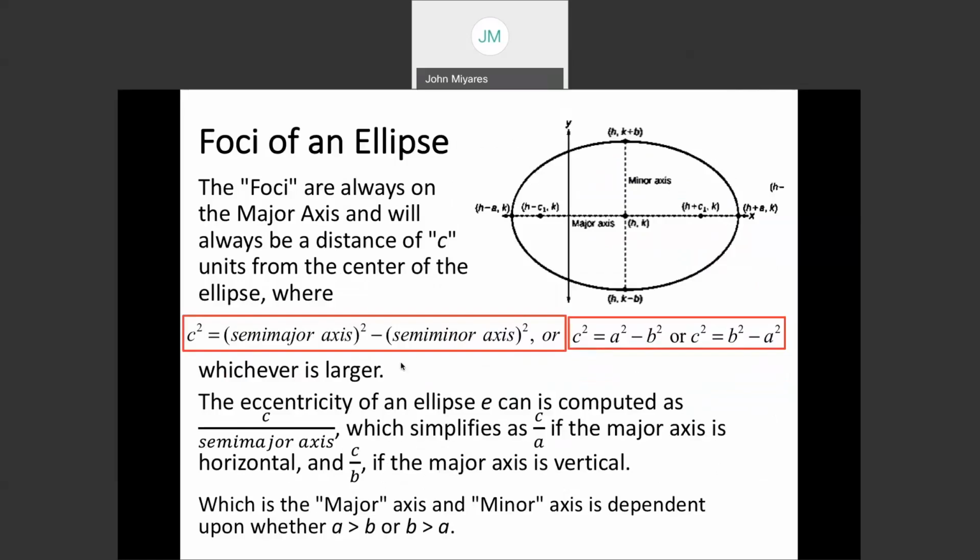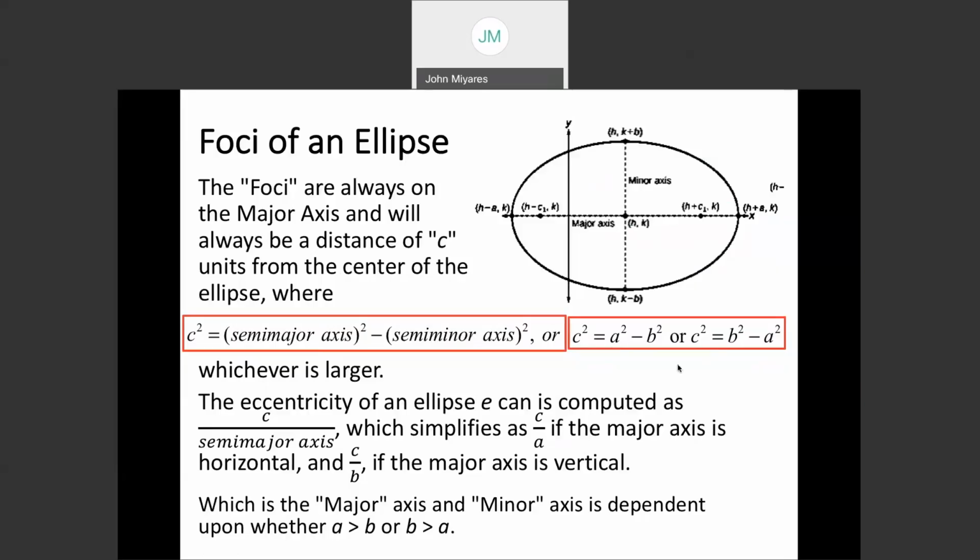The foci of an ellipse, as I mentioned before, will always be on the major axis and will always be a distance of c units from the center of the ellipse. We also have a formula to compute the length of c, which can be simply put as the semi-major axis squared minus the semi-minor axis squared. For those of you who prefer simpler formulas, it's either going to be c squared equals a squared minus b squared, or c squared equals b squared minus a squared, depending upon which difference will give you a positive number.